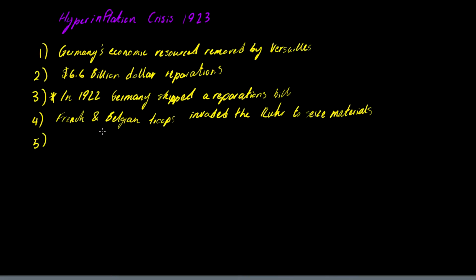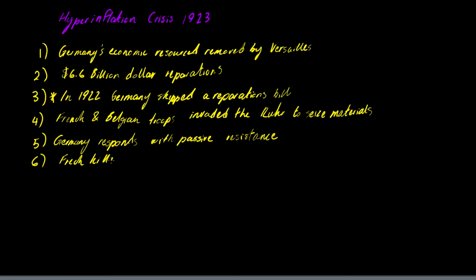Next, Germany responds with a policy of passive resistance. This basically means the people in the Ruhr region aren't going to work. They're going to stop producing materials so that the French and Belgian troops don't have anything to gain. So no materials are going to be produced in the Ruhr region. The French weren't happy about this. They reacted harshly, killing over 100 German workers.